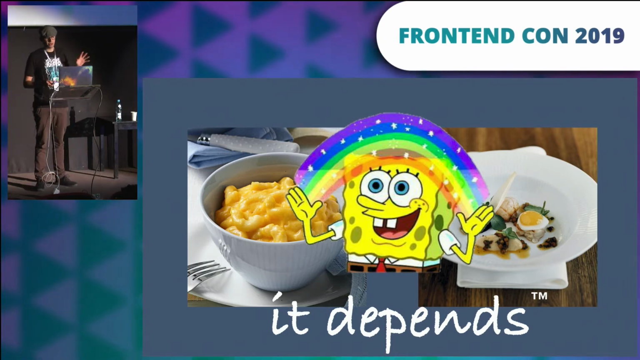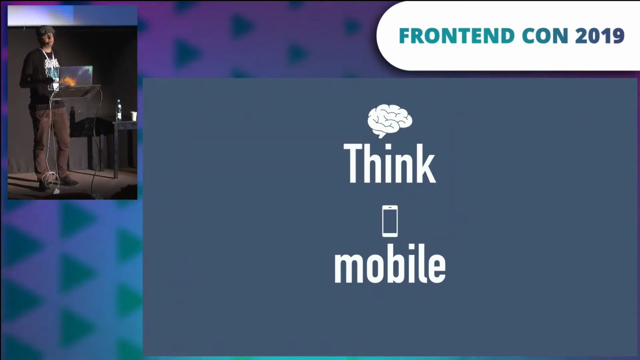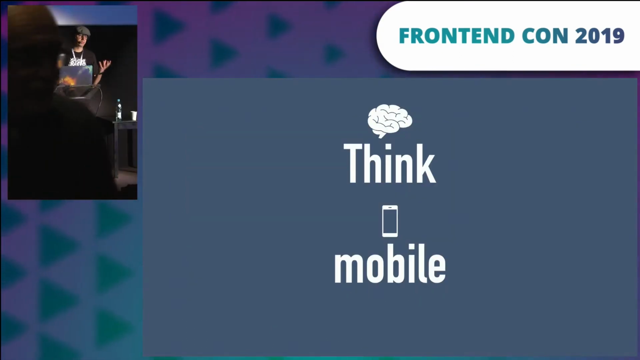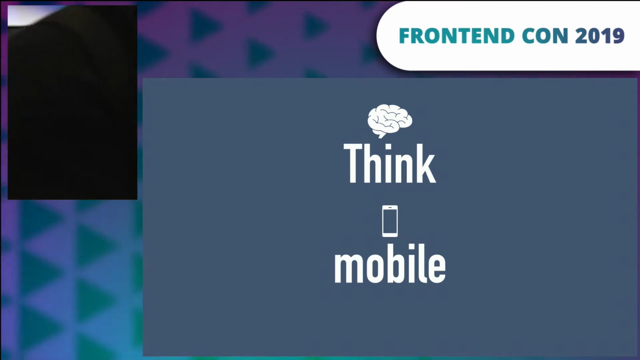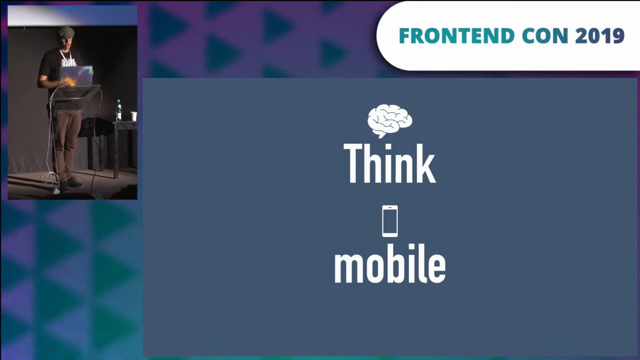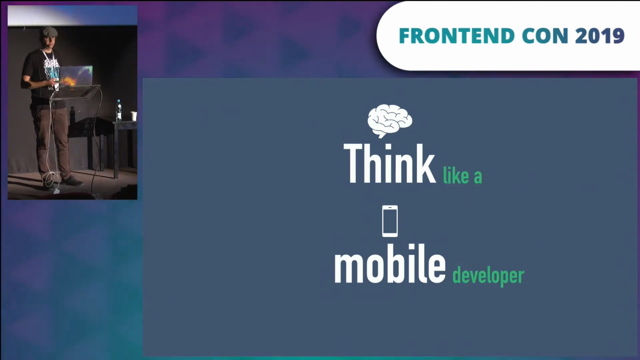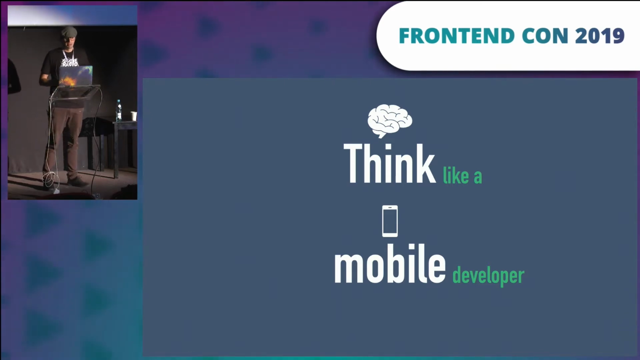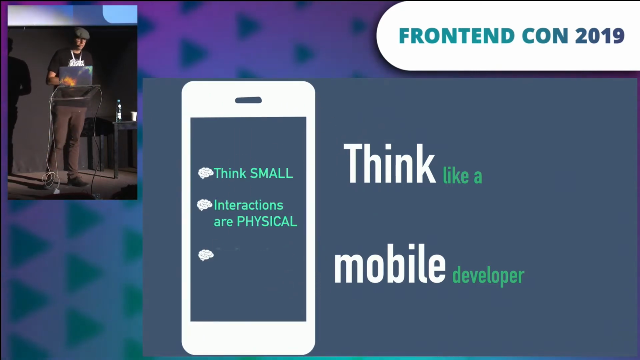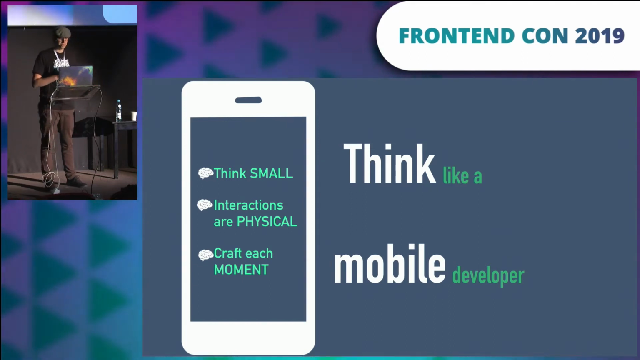So, just before we go in the technology, if you are a web developer and you start building native apps, you really have to change the way that you think about building your app. You have to think mobile. That means thinking like a mobile developer. And these are my 3 advices. Firstly, you have to think small.